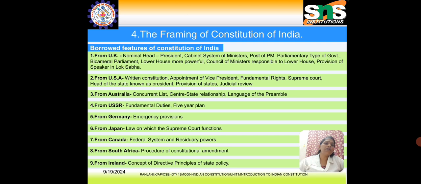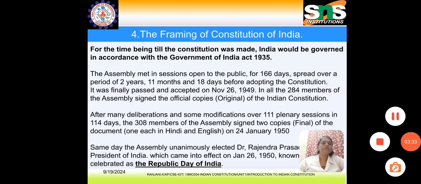And from USSR, fundamental duties and the five-year plan. And from Germany, emergency provisions. And from Japan, the law on which the Supreme Court functions. And from Canada, the federal system and residual powers. And from South Africa, the procedure of constitutional amendment. And from Ireland, the concept of directive principles.